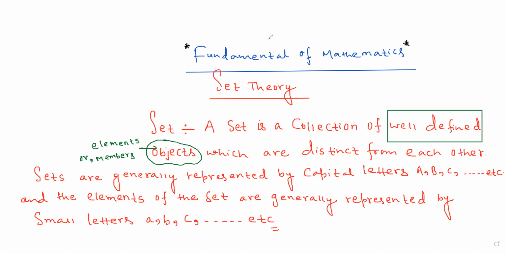Yeah, you can say that, or there are three names: elements, members, or objects. So finally, a set is a well-defined collection of objects, elements, or members which are distinct from each other, and sets are generally represented by capital letters, and their elements will be represented by small letters.